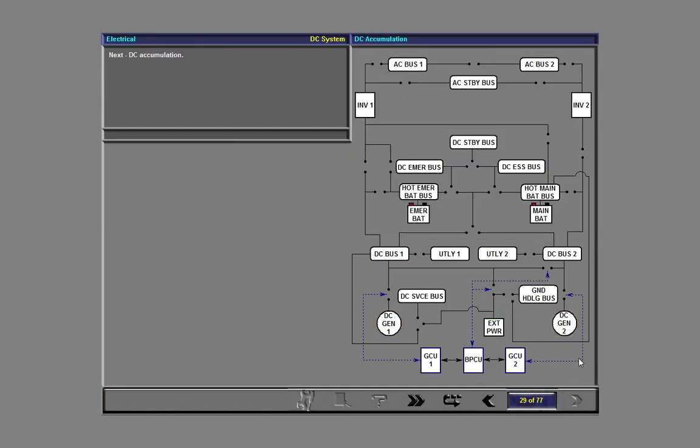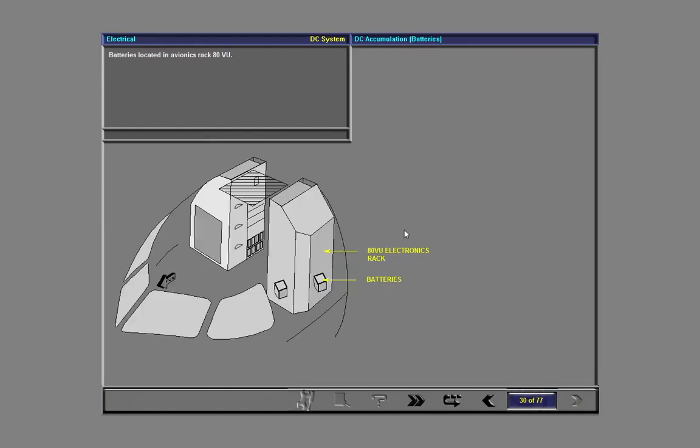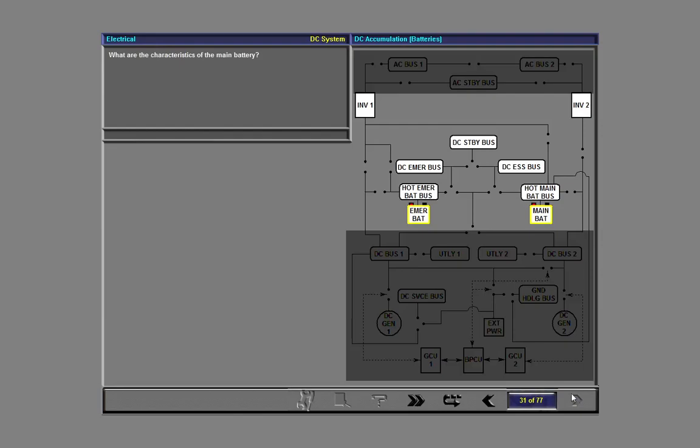Next we shall consider DC accumulation. In this segment we shall describe the batteries and their associated controls. Both batteries are located in the avionics rack, ATVU. Before going on to describe the batteries, can you remember the characteristics of the main battery?